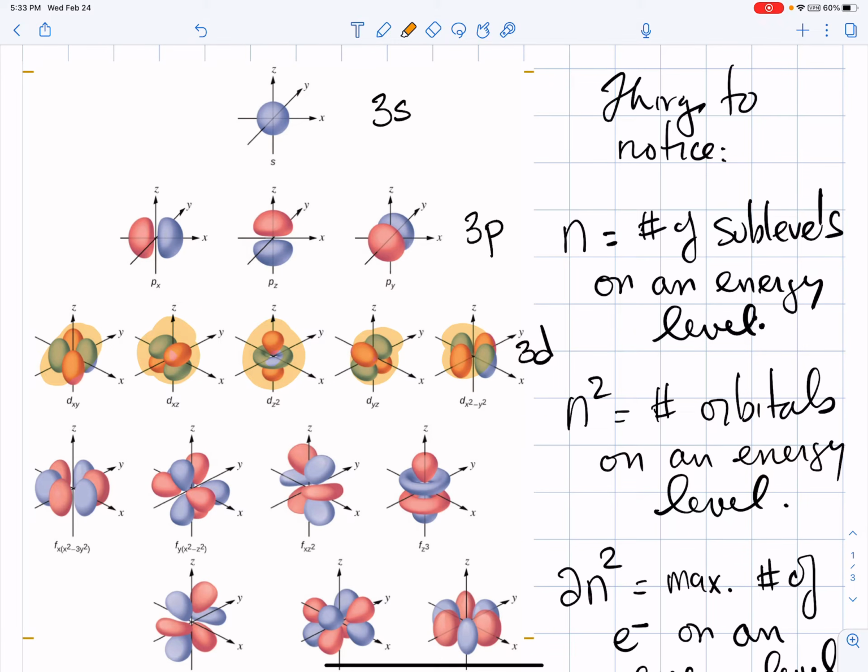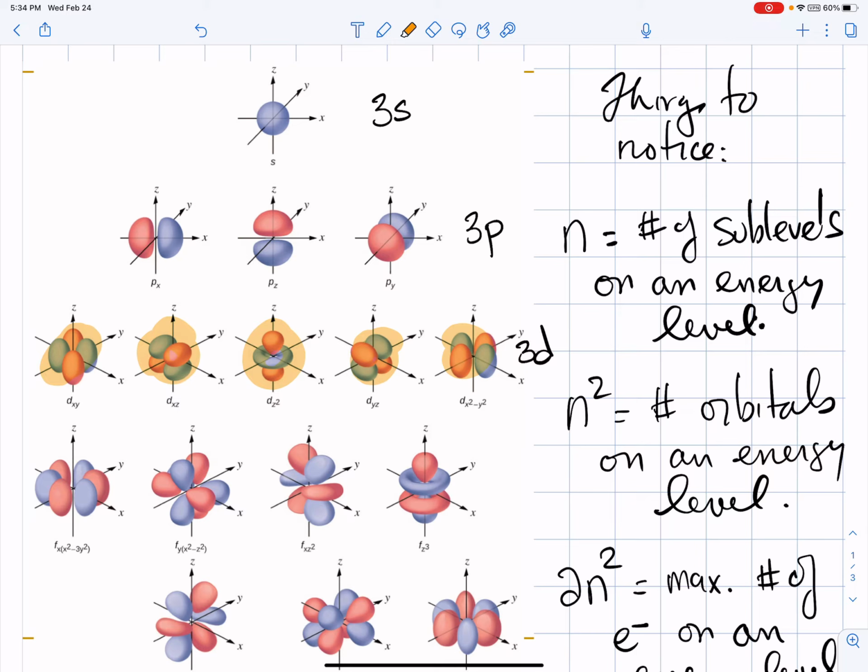So you're seeing a pattern develop. On the third level, we have 3 sublevels. On the second level, we had 2 sublevels. On the first level, we had one sublevel. The s sublevel always has one orbital. The p sublevel always has 3 orbitals. And now the d sublevel always has 5 orbitals. You see a pattern there as well.